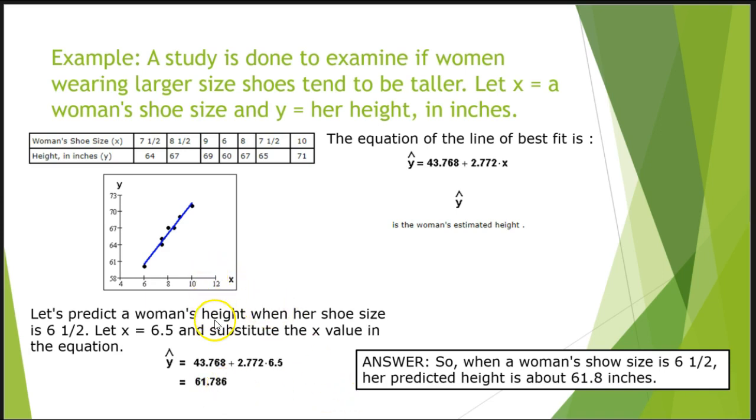Notice, and please be aware, that you can only make predictions that are in between your largest and smallest data points. So you can't make a prediction that isn't part of this line of best fit.